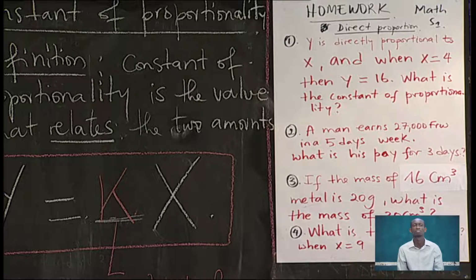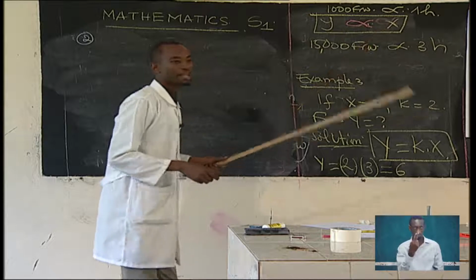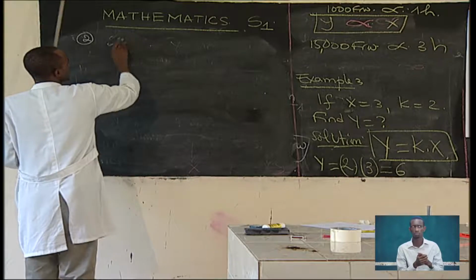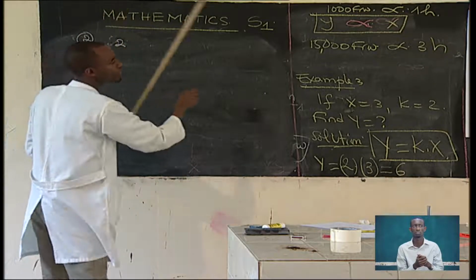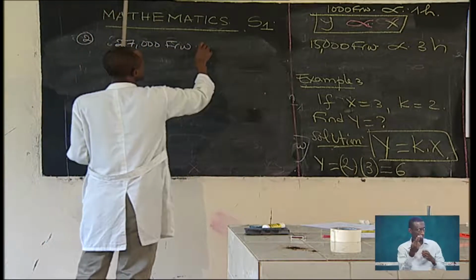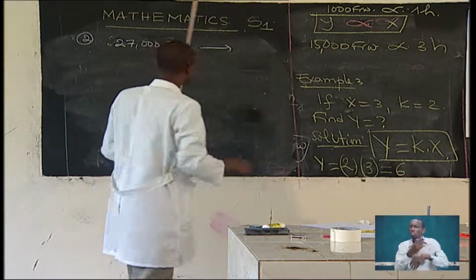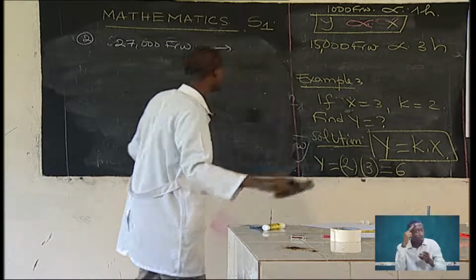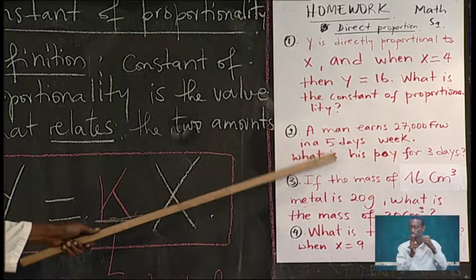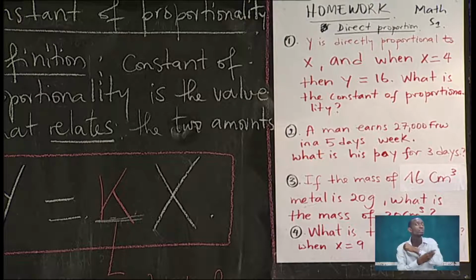It reads, if a man earns 25,000, 27,000 Rwandan francs in how many days? Now you remember, we changed this. If he earns 27,000, that will be for 5 days. 27,000 is proportional to 5 days.